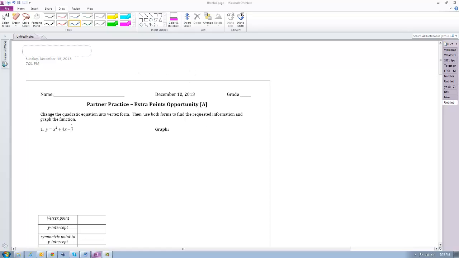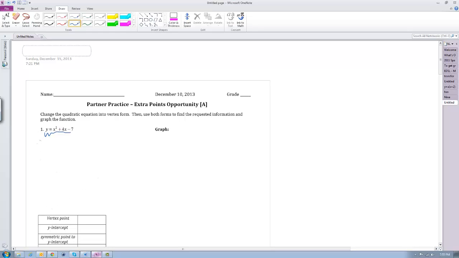Let's review together what we did this week. As far as review, I would encourage you to go over the notes once again and do this exercise together with me. The first problem requires you to convert a quadratic equation, this particular one, into vertex form, and then to graph it and find the number of points on the graph. Use both forms to actually fill the table below.